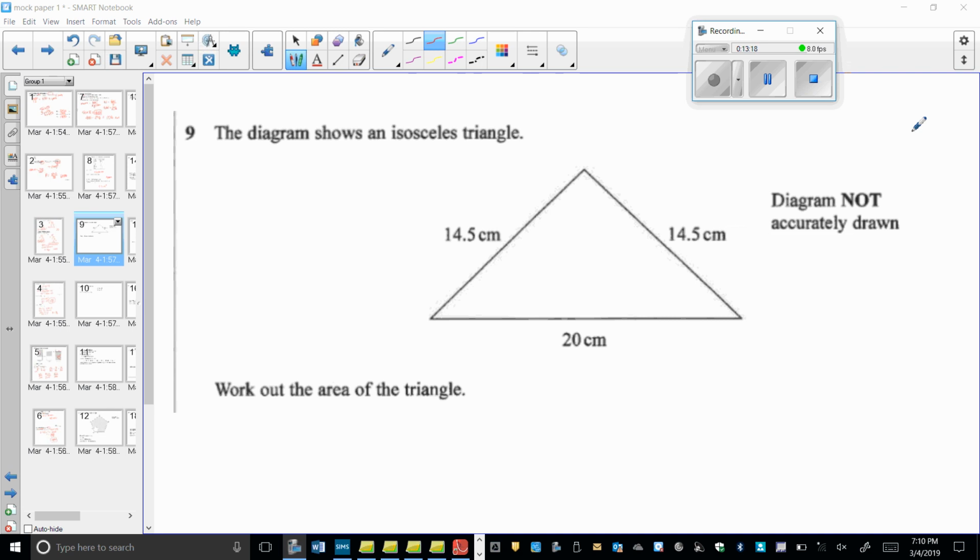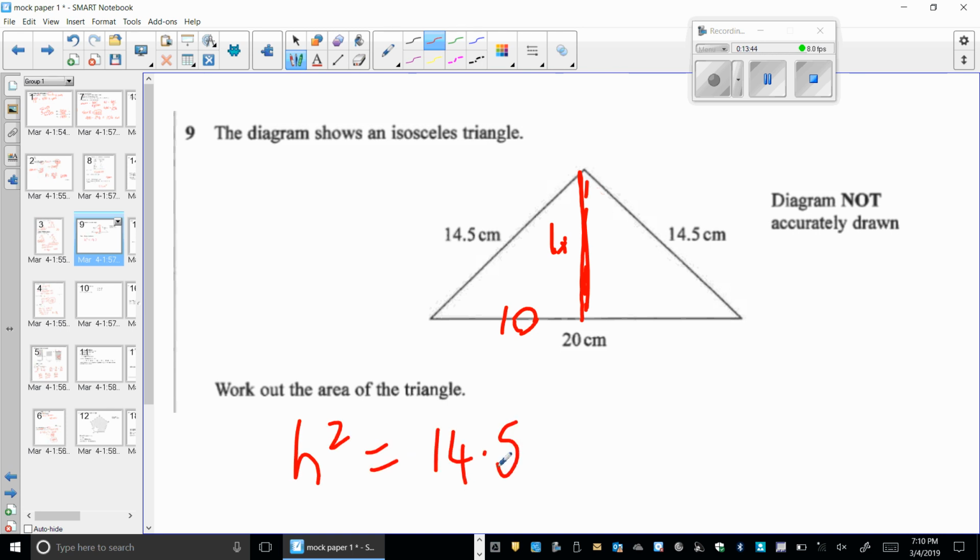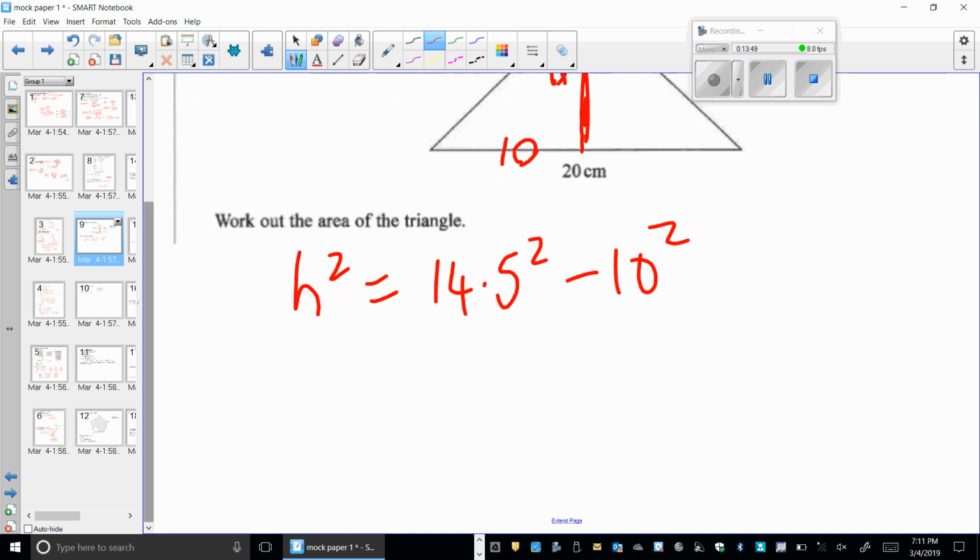Okay, so this is an isosceles triangle. Area of a triangle is base times height divided by 2, but it's base times perpendicular height. So we do need to know this measure here. Luckily, because it's an isosceles triangle, we can use Pythagoras to find that height. We know that this is 10, and so our height squared would be 14.5 squared, subtract 10 squared. So it's just using our Pythagoras formula.